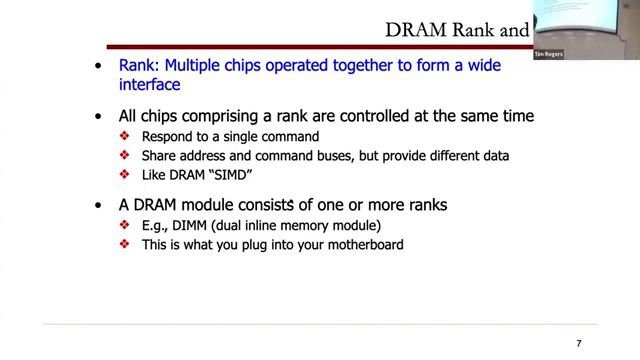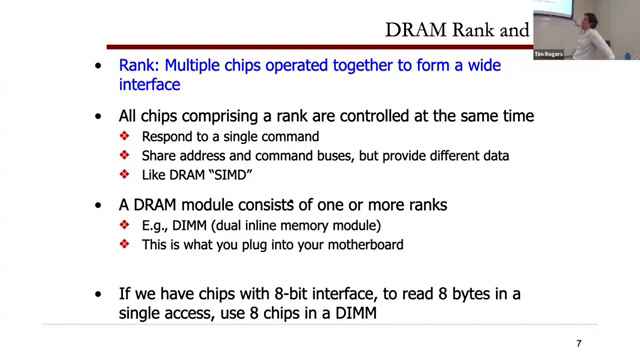And a DRAM module, so one of these DIMMs, consists of one or more ranks. Typically the front side of a DIMM is one rank and the back side of the DIMM is another rank. So you can think of them as two big, wide chips with a lot of capacity on each DIMM. And this is the thing you shove into your motherboard. So if you have chips with an 8-bit interface to read out 8 bytes in a single access, then we have to use 8 chips in a DIMM. Yeah, if they have 2 different ranks. Okay.